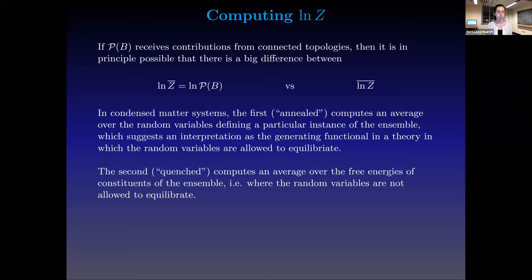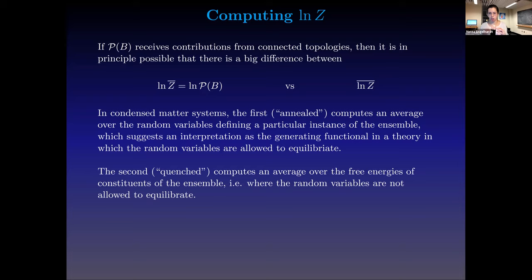So if the gravitational path integral does receive contributions from connected topologies, then in principle, it's possible that there's a big difference between log Z bar versus bar log Z. Now, what do I mean by this? Bar just means whatever it is that the gravitational path integral is doing, whether it's ensemble averaging or something else. So log of the gravitational path integral that is approximate, that is computing something like Z, versus a direct calculation of log Z, basically if this is ensemble averaging, an average over log Z.